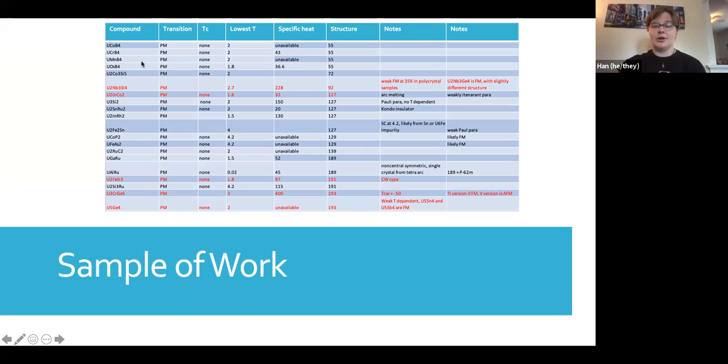So this is a sample of my work. You can see here I've put the labels of compound, transition type, TC, lowest temperature, specific heat, structure, and then some notes. To explain all of those, the compound is just the name of the compound. We focused on uranium compounds again, because Sheng believes these are a very promising material for a specific type of superconductor, which is high TC, meaning that it occurs at over 77 Kelvin.